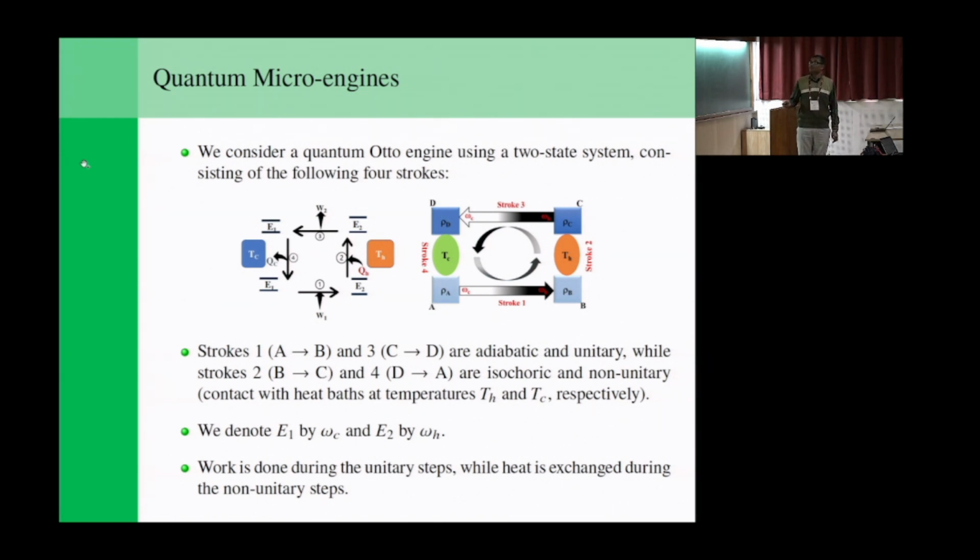And in the second step, this is an adiabatic step, which means it's not in contact with the bath. The evolution is unitary. In the second step, it's in contact with a hotter bath, and this energy gap remains fixed, so that this is like an isochoric process here, but the evolution is non-unitary. Then again, a unitary evolution, the bath is disconnected, and the energy gap decreases from E2 to E1, and finally, to complete the cycle, it's in contact with the colder bath, and the energy gap remains constant here.